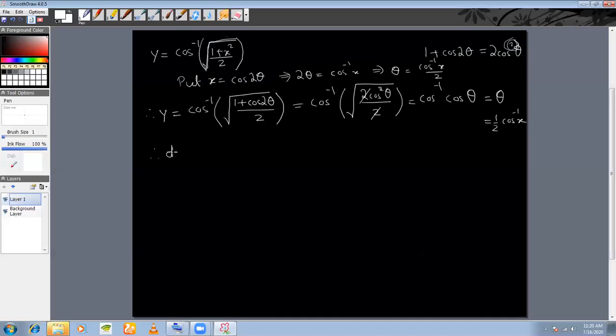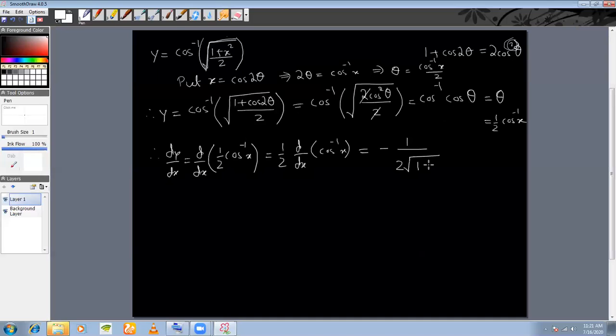So therefore dy dx is equal to d dx of half cos inverse x. Now half d dx cos inverse x. And you know d dx of cos inverse x is minus 1 by root 1 minus x square. Clear?